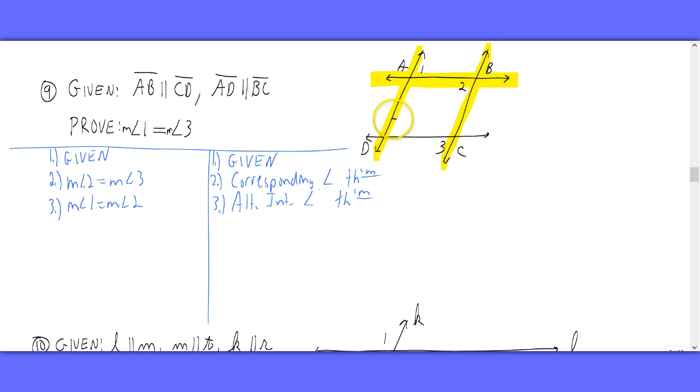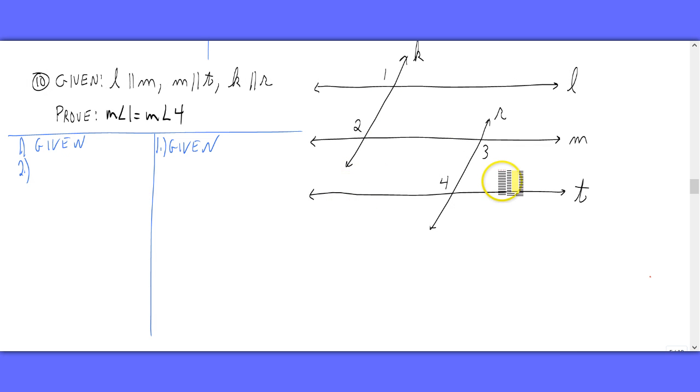So now what we have in our proof is we've said that measure of 2 is equal to measure of 3. We've said measure of 1 equals measure of 2. So if we connect those together, 1 equals 2, 2 equals 3. So using the transitive property, we can conclude this proof by saying that 1 equals 3.